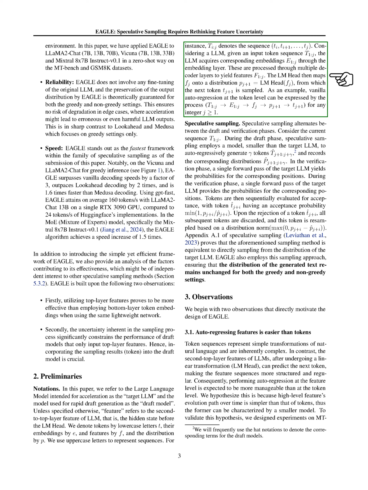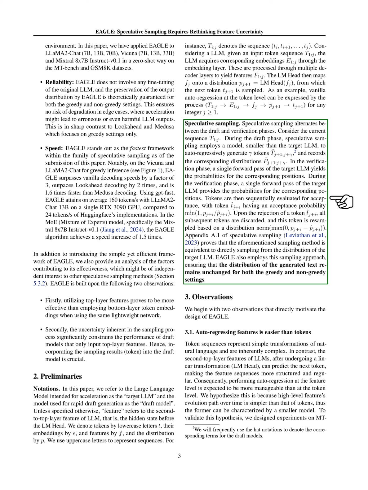Input tokens are turned into embeddings, which are processed to produce a feature, which is then used to predict the next token. We also discuss a technique called speculative sampling, which involves using a smaller model to quickly generate a draft sequence of tokens and their corresponding distributions. This draft is then checked by the target LLM in a verification phase, where tokens are either accepted or rejected based on their probabilities. This method allows us to maintain the quality of the generated text while speeding up the process.